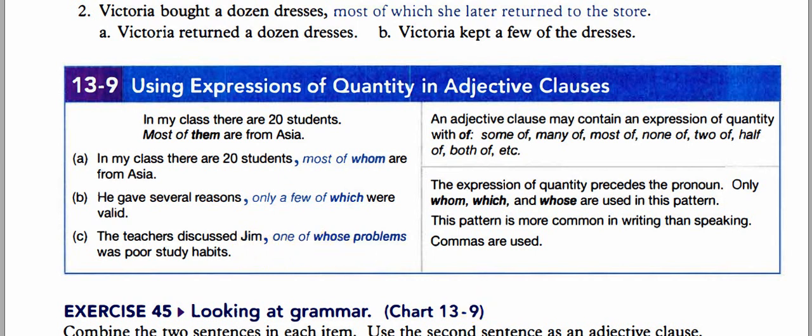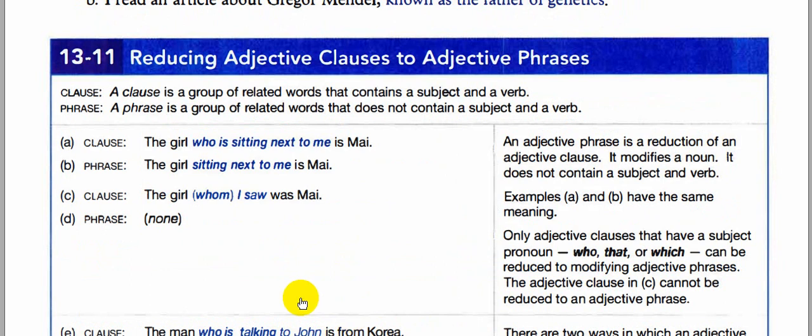Now the main topic is reducing adjective clauses to adjective phrases. First of all, we need to know the definition of a clause and a phrase. A clause is a group of related words that contains a subject and a verb. As you can see in this example, who is sitting next to me, where is the subject? Who is the subject. Where's the verb? Is sitting is the verb. So we can say that who is sitting next to me is a clause. If we apply the definition of a clause upon this, we find out that it's really a clause.